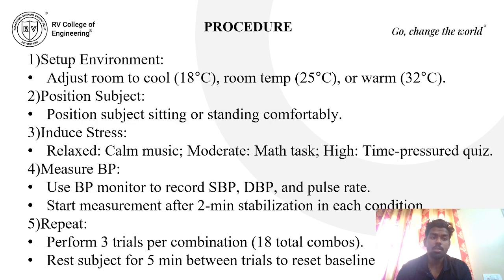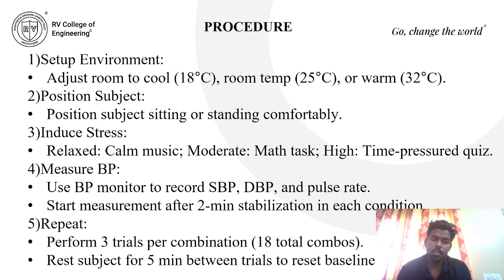So how does the procedure go? Set up the environment: a cool room at 18 degrees Celsius, room temperature at 25 degrees Celsius, or warm at 32 degrees Celsius. The position of the subject was two, that is standing and sitting. Stress levels were fluctuated using music or doing some activities, like relaxed, moderate, and high.